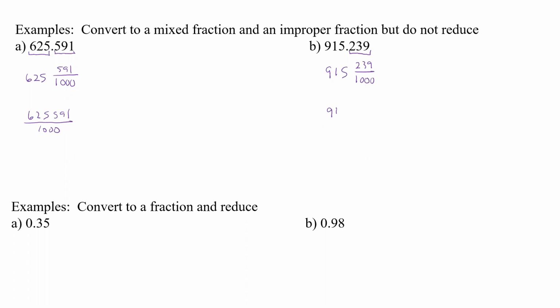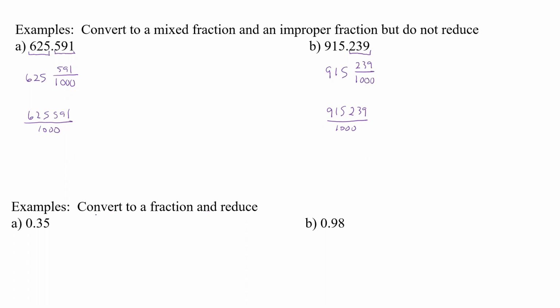So it's going to be 915,000 plus that, which is 239, all over our 1,000. So that's our improper fraction, and that's our mixed fraction. Now down here, what we want to do is convert it to a fraction, but then what we want to eventually do is reduce it.